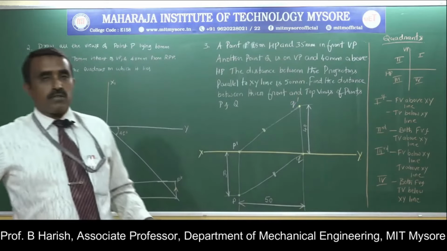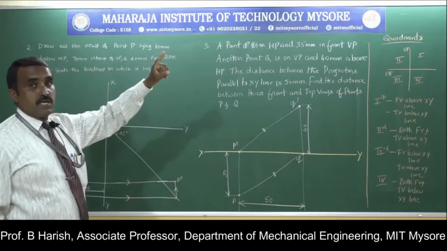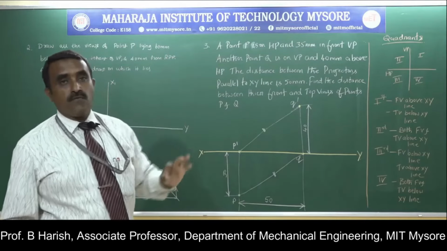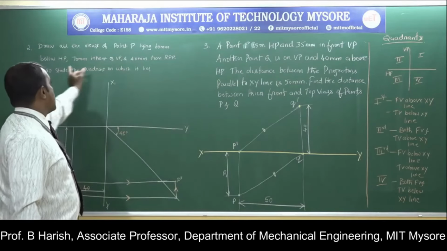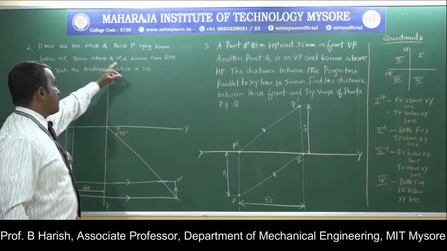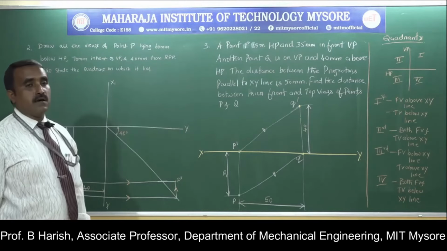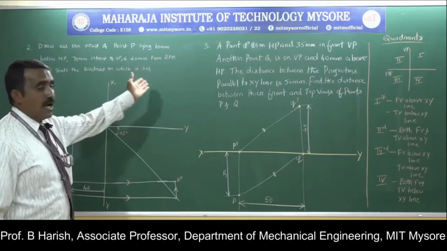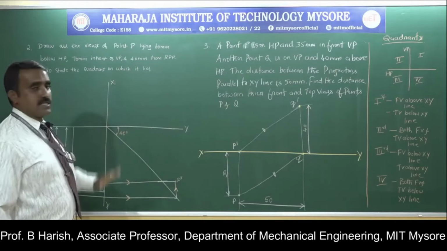So once again, going through the problem, it says draw all the three views. Which are the three views? Front view, top view and profile view of point P lying 60 mm below HP, 70 mm in front of VP and 40 mm from RPP, the right profile plane. Also state the coordinates in which it lies.